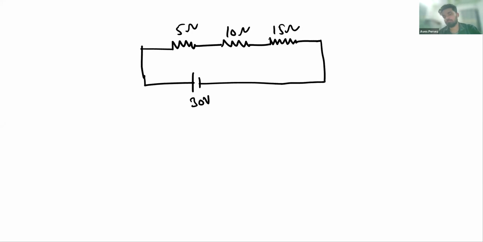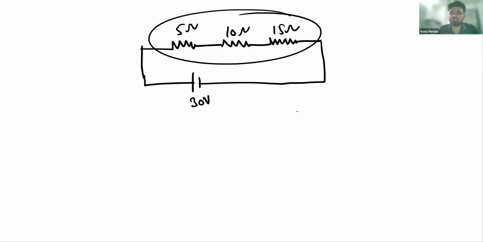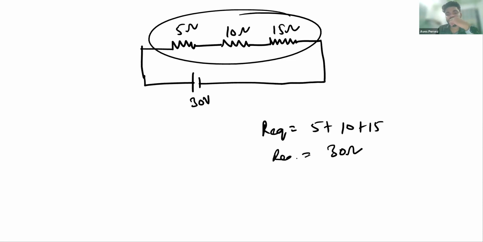Got it? Yes, sir. So how will you calculate the current of this one? This is very simple. First, you need the equivalent resistance of this one. So what is the equivalent resistance? You know the equivalent resistance of this conductor is 5 plus 10 plus 15. Because they are connected in series, you add them directly, you will get 30 ohm. So now you have to write it. I is equals to V by R. V is 30 and R is 30. So you will get 1 ampere.